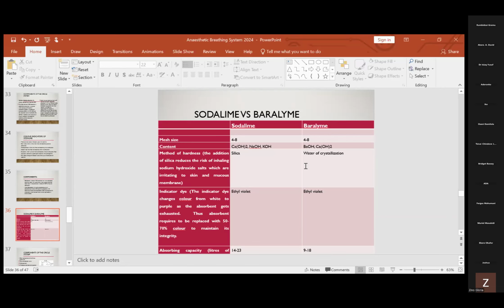I remember during residency, they used to ask us these questions a lot. I don't know if they still do. They can ask you to compare and contrast the different carbon dioxide absorbers in your circuit system.